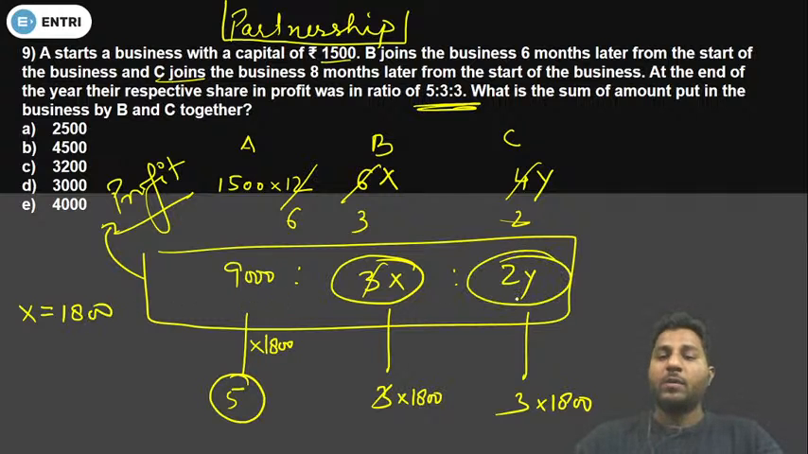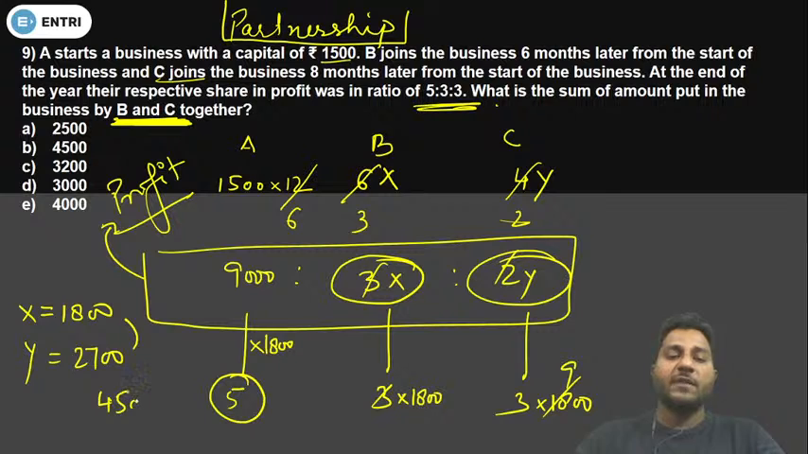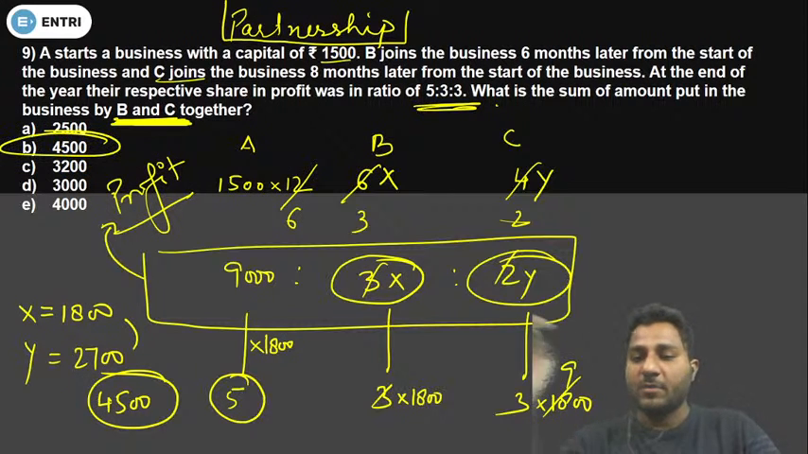Now how are we going to generate the value of y, or you can say C's investment? We will be getting y's investment as 2700. Now they are asking what is the sum amount put in the business by B and C together. So together they will be investing 4500. Now we are getting the answer in an efficient manner. Option B was correct. Who has got this correct?